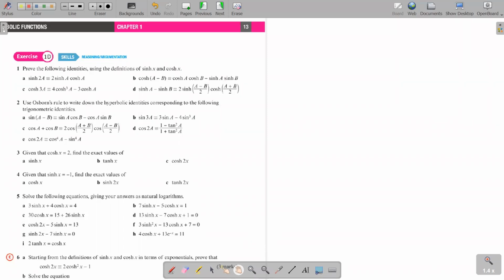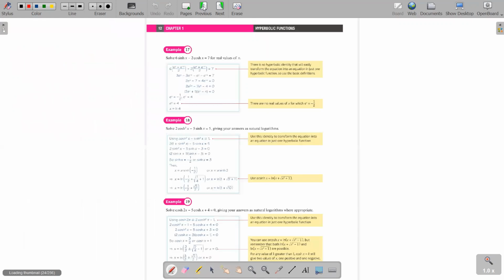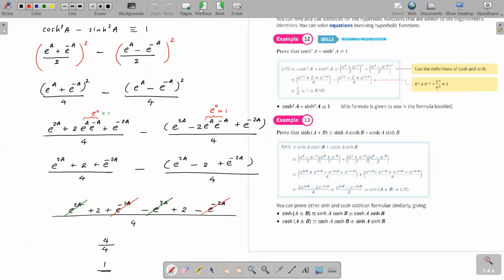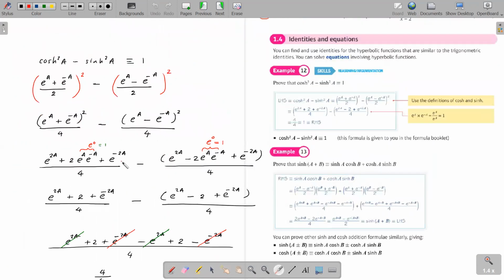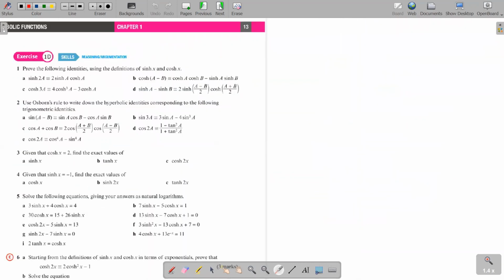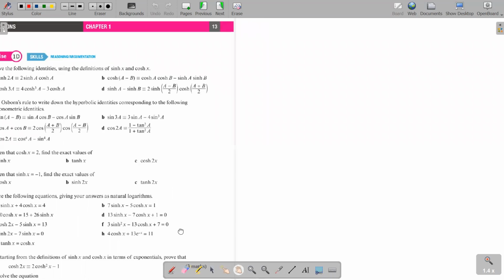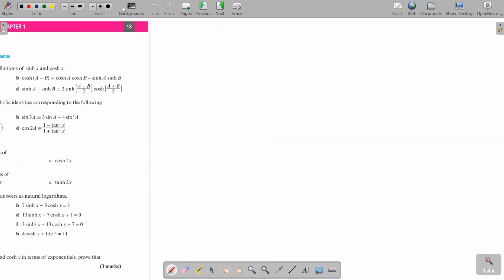All right, guys, I'll move on to exercise 1D. I'll just choose a few questions. Question number 1 says prove the following identities using the definitions of sinh x and cosh x. So you have to use the definition and get the answer. This is quite similar to what we did over here, right, guys? These were where we used the definitions, simplified and got the answer. Basically that's the idea. I'll just do a few questions, so maybe B and D.